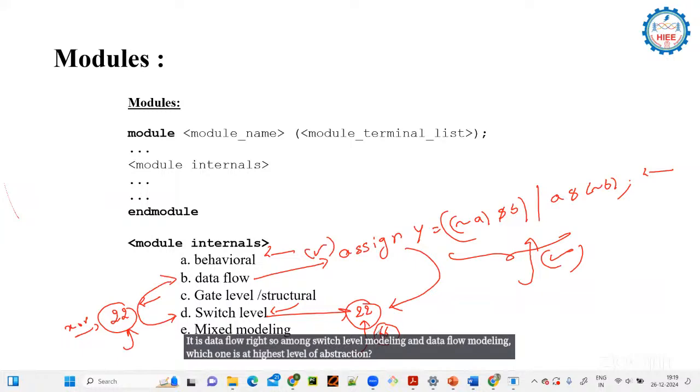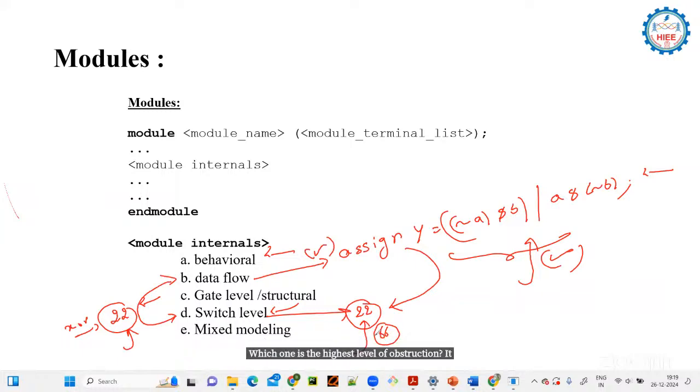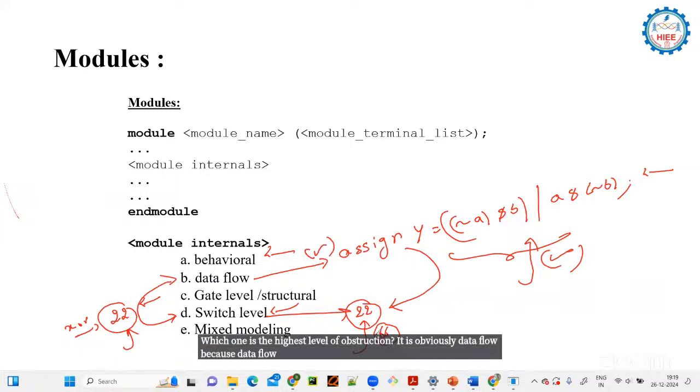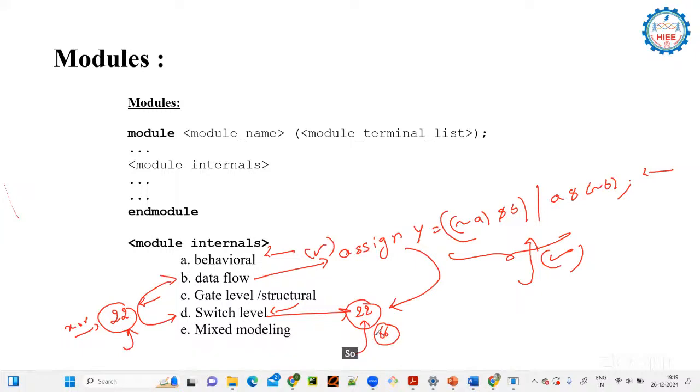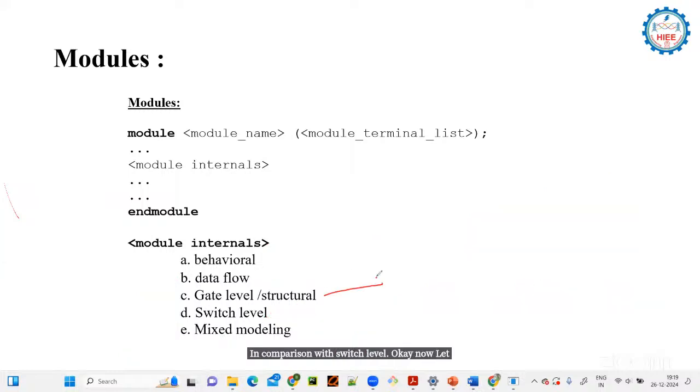Which one is at highest level of abstraction? It is obviously data flow, because data flow is easier than switch level. So that is the reason I'll call data flow the highest level of abstraction in comparison with switch level. Okay, now let us see the gate level.